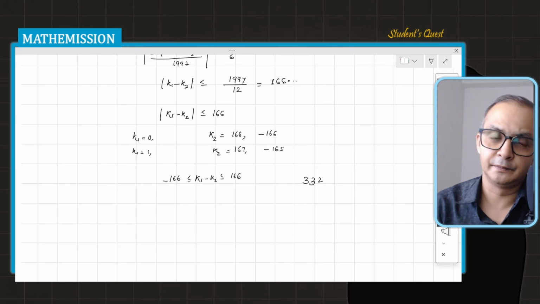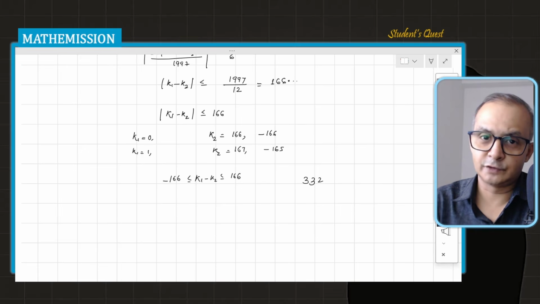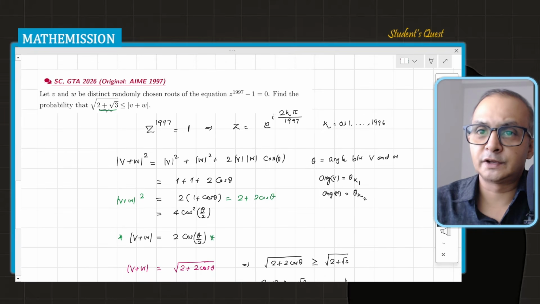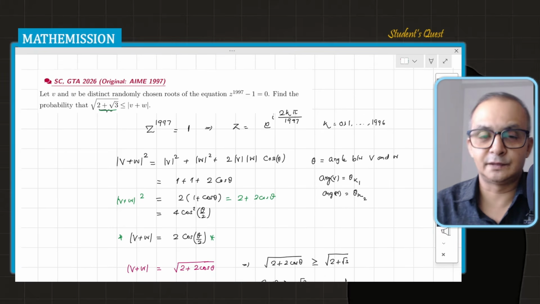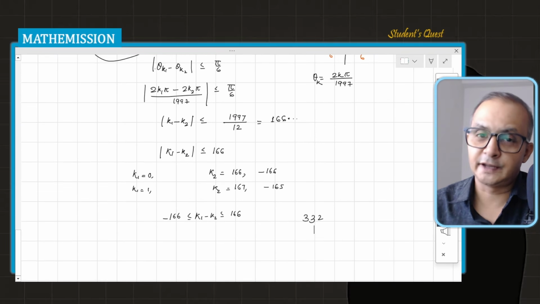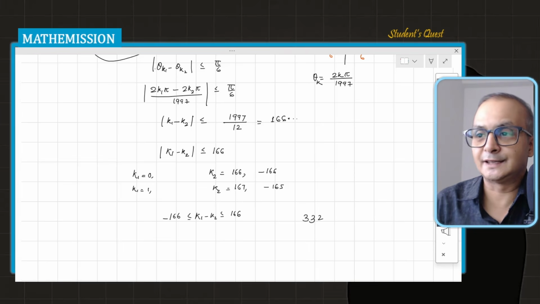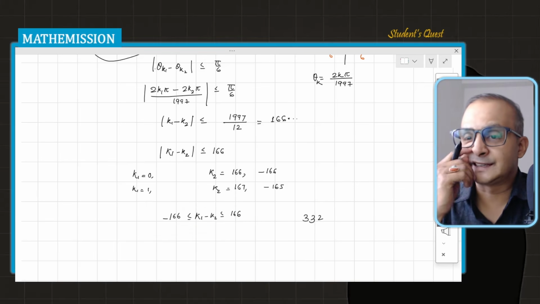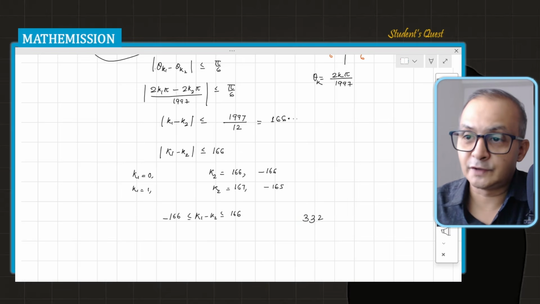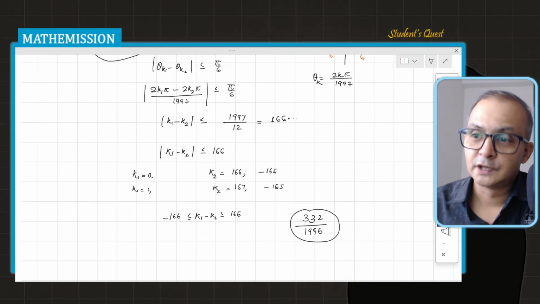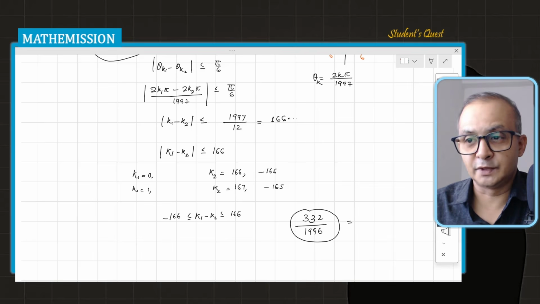Because if k1 is equal to k2, then v and w will become the same vectors. But you notice that they are given that v and w are distinct randomly chosen vectors or roots of the equation. So in this case, we cannot take k1 equal to k2, although it lies in this interval. So k1 minus k2 can be only 332 choices, and these 332 choices we are choosing from 1996 choices. So in this way, whatever the result will come, that should be the answer.